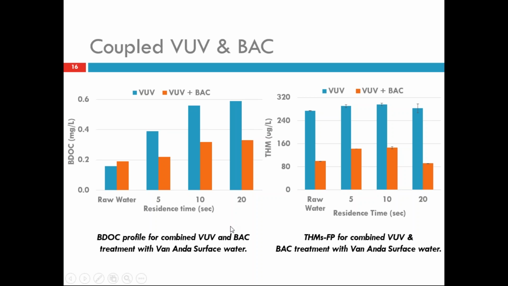And for the BDOC data, we see significant BDOC removal after combining with BAC, and similar results were seen for THM as well. In fact, when we analyze these data, the differences in BDOC and THM removal were in proportion to the influent values through the BAC column. That means the higher the biodegradable fraction entering the BAC column, the higher the extent of removal.